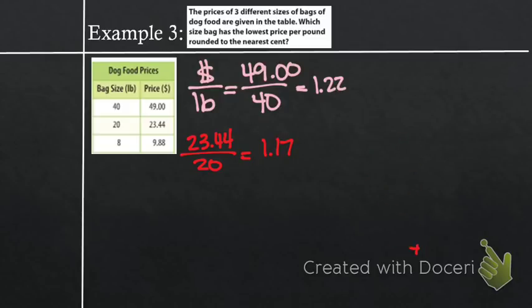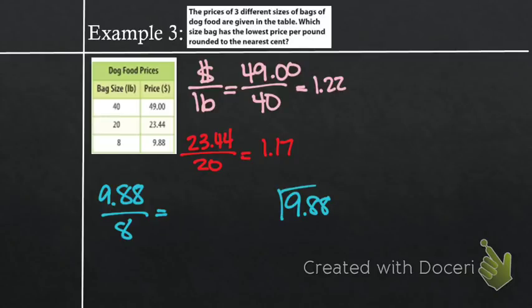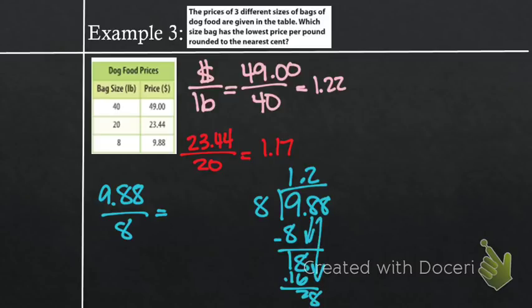Then our last one. We have $9.88 for an 8-pound bag. Let's see. 2, 16, 2, 8, 3. So about $1.23.